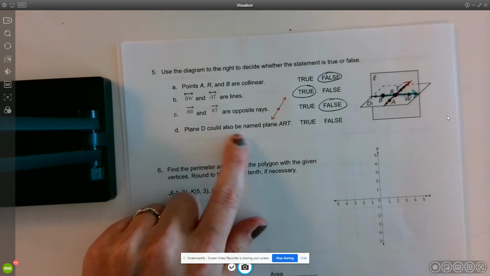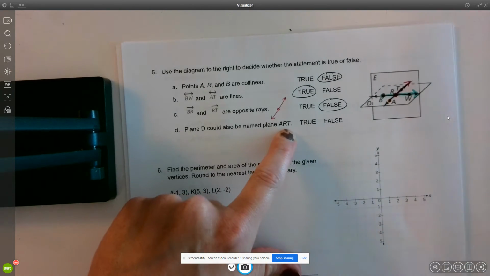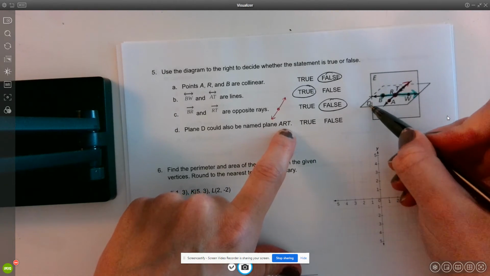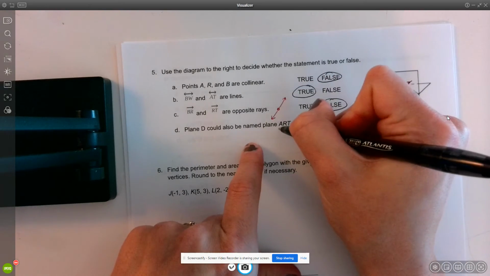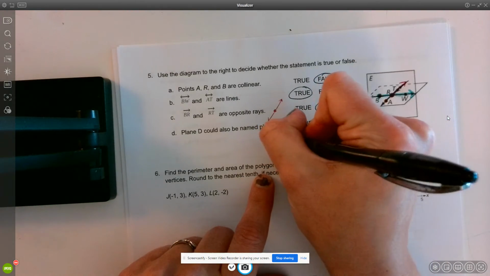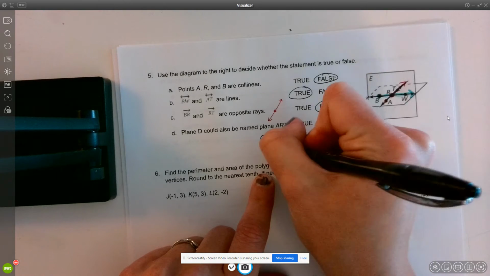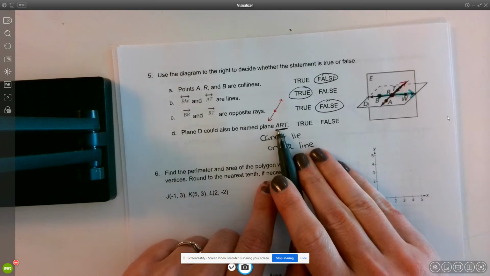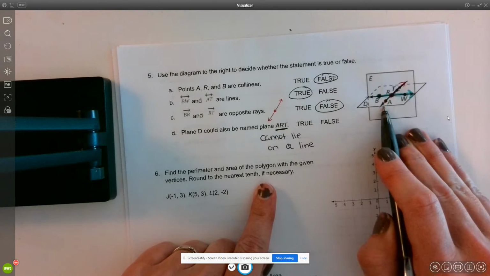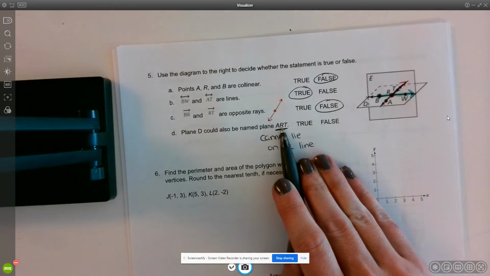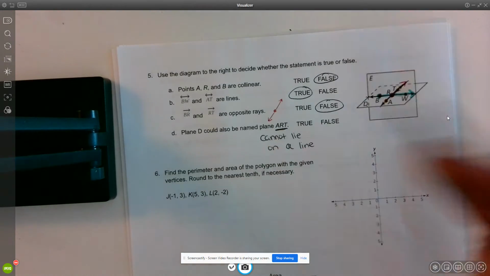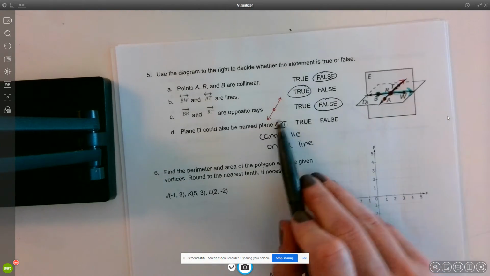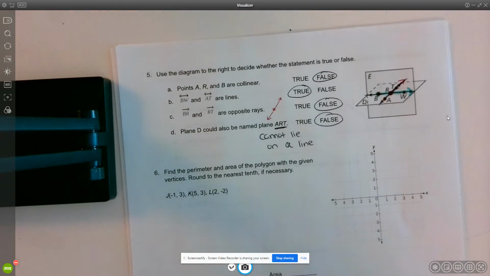Plane D could also be named plane ART. These are all points that are on plane D, but remember, if we're going to use points to name a plane, they cannot lie on a line. So A, R, and T, these are 3 points that all lie on the same line, so we couldn't use these 3 points together to name the plane. We could use, for example, ARB or ATW. We just cannot use these 3, so that is false.